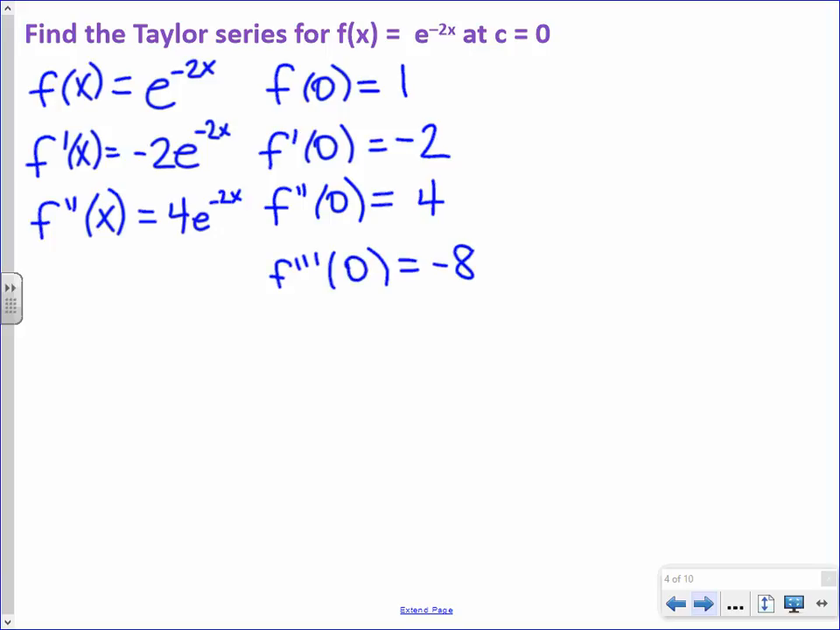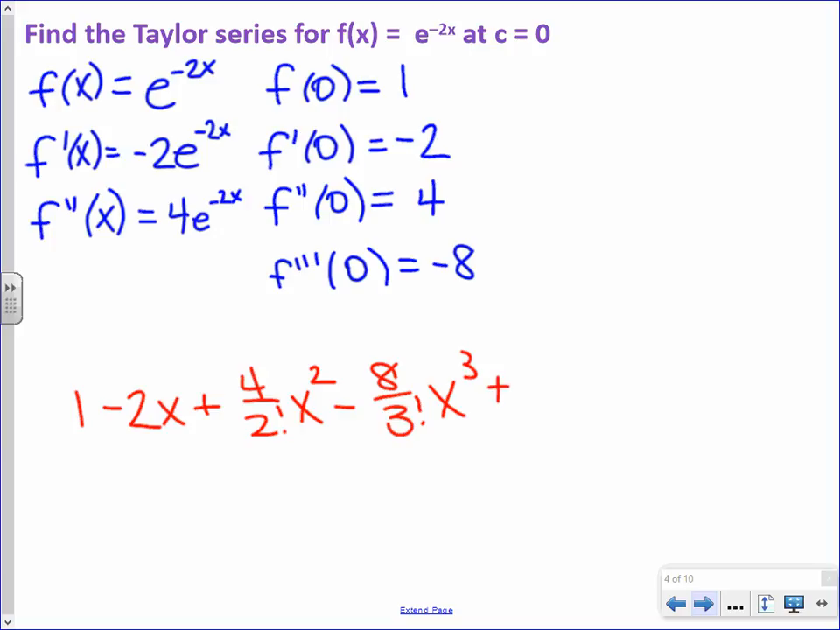Okay. And without actually taking the derivative, what is going to be our third derivative? Negative 8. We see a pattern, don't we? And we can catch on to that pattern without having to write everything down, right? So, our sum is 1 minus 2x plus 4 over 2 factorial x squared minus 8 over 3 factorial x cubed. For kicks, what would the next derivative be? Plus 16 over 4 factorial.